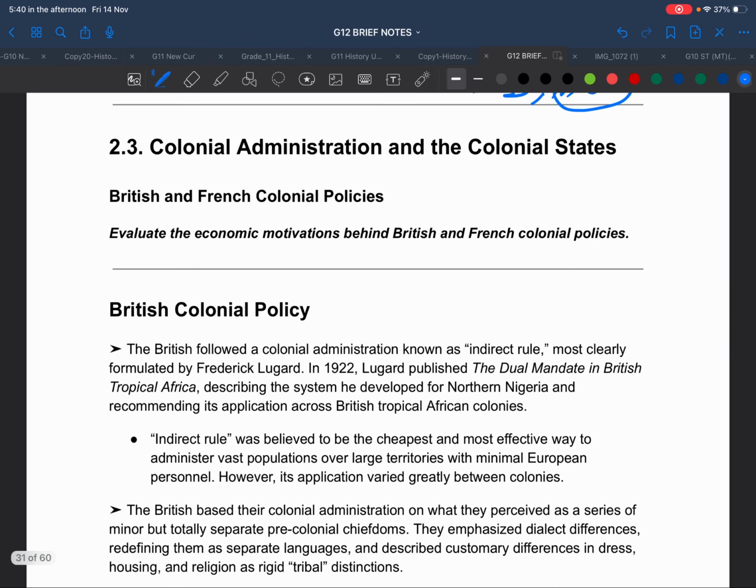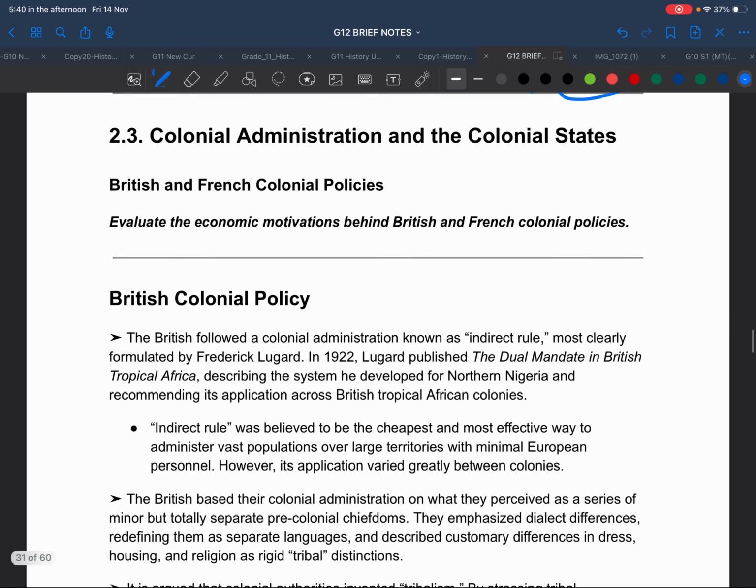That is 2.3, colonial administration and the colonial states, the kind of policies Britain and France used in Africa. This is part 2. I'll be joining you with part 3 next time.